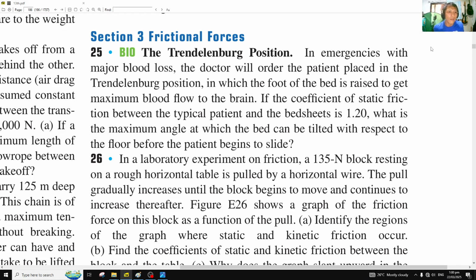So the feet are somewhat at the top, with blood flow to the brain. If the coefficient of static friction between the typical patient and the bed sheet is 1.20, so you have a bed and an inclined bed because of the Trendelenburg position and the friction. Now there's friction, because the problem is frictional forces. This is what makes the problem really messy.